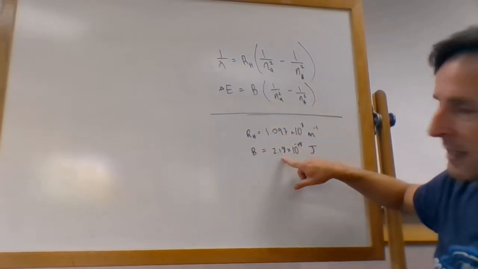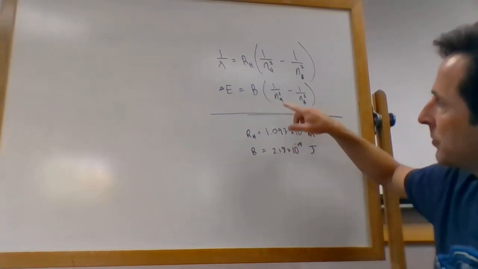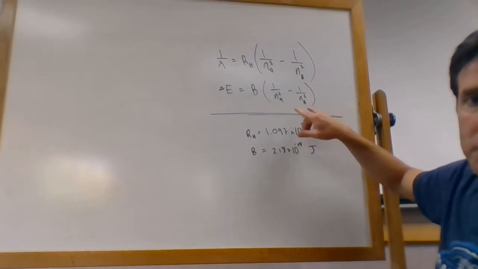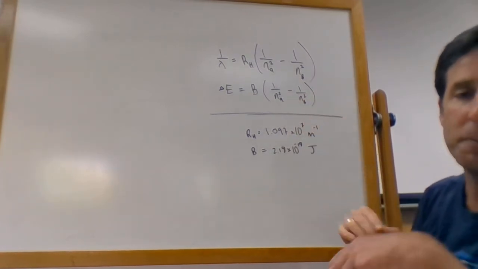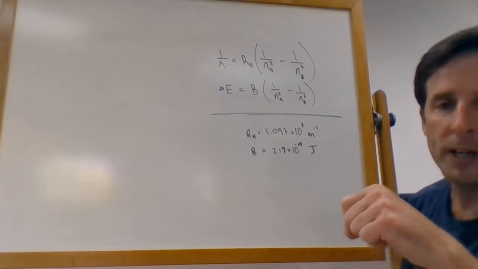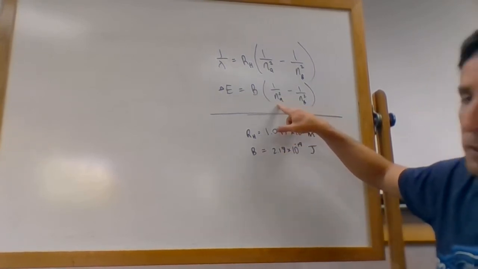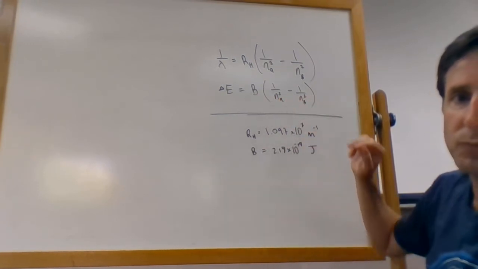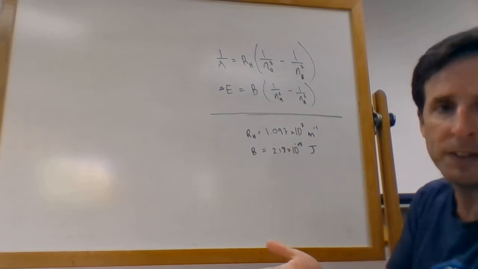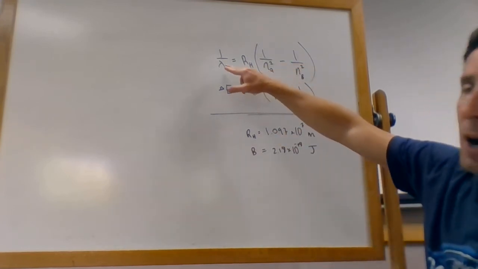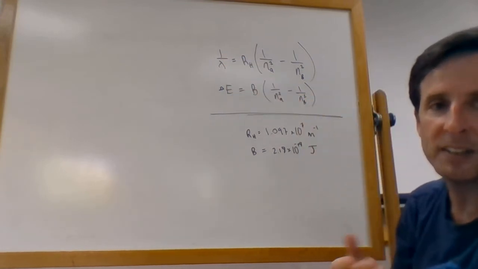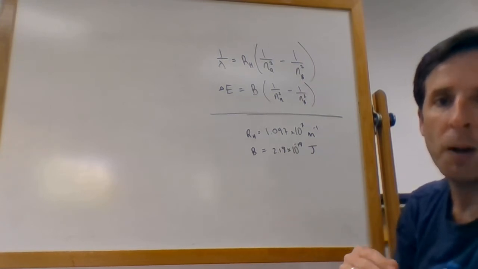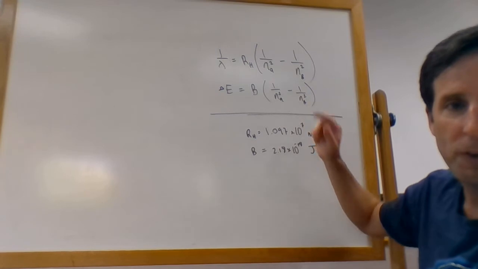B is 2.18 times 10 to the minus 18th joules, times 1 over nA squared minus 1 over nB squared. Sometimes the n values are labeled n1 and n2. It doesn't really matter. The key is the lower energy level should go in the front, and the higher energy level should go in the back. That way, when you do the subtraction, we always get a positive E value, or a positive wavelength, because it wouldn't make any sense for the energy emitted to be negative or the wavelength of the light to be negative.